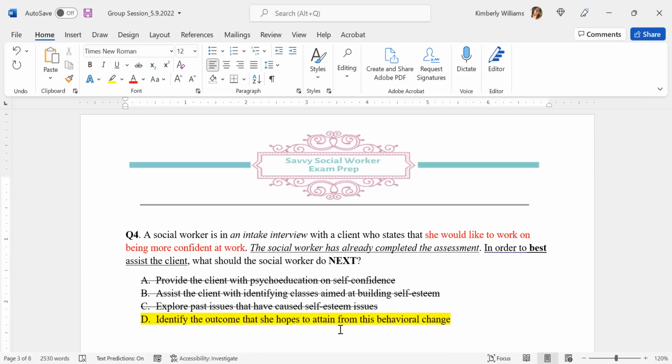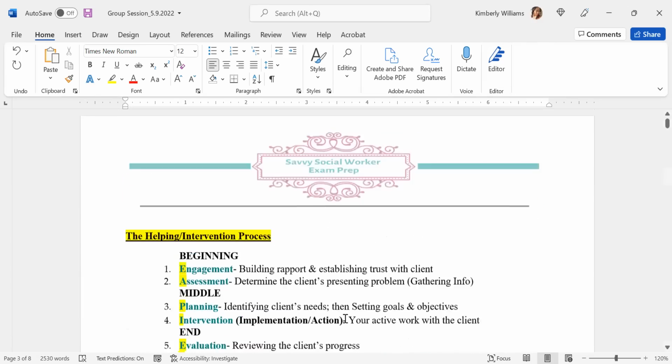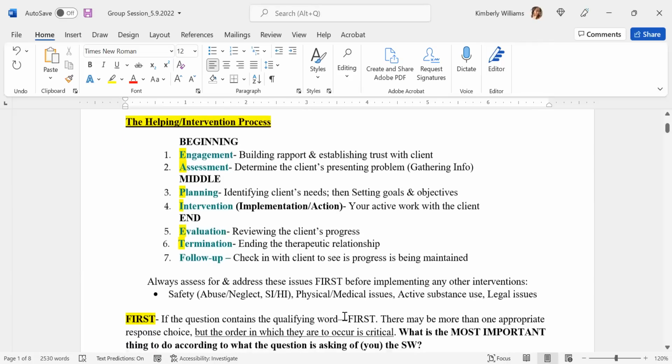Not saying that's the answer, but I don't want you to think that and get it wrong with another question. Sometimes, especially in the intake interview, you do go back and explore past issues while you're trying to gather information. In this case, it says the social worker has already completed the assessment. So like Rochelle said, now we're going into the middle phase.